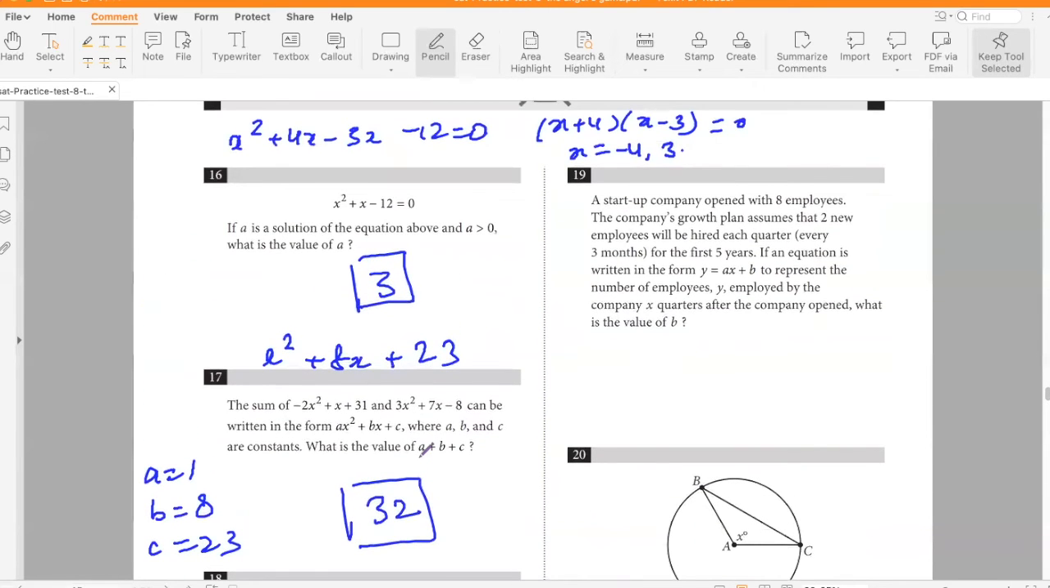A startup company opened with 8 employees. The company's growth plan assumes that 2 new employees will be hired each quarter for the first 5 years. If an equation is written in the form y is equal to ax plus b to represent the number of employees employed by the company x quarters after the company opened, what is the value of b? So in y is equal to ax plus b, b is the y-intercept, right? Which is the value initially before the company started hiring. So it started with 8 employees, so b would be 8.